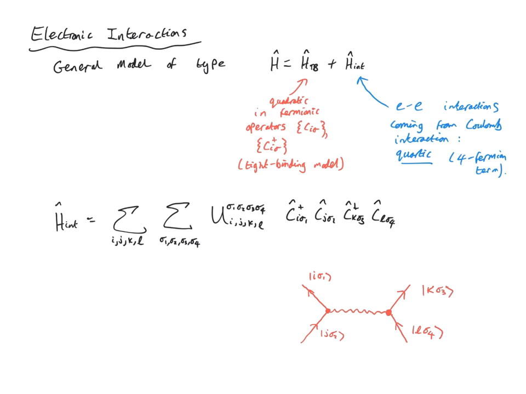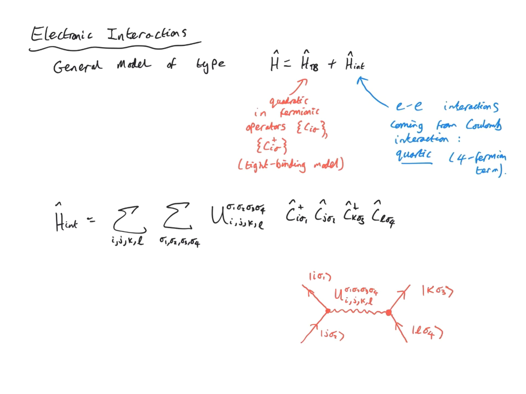And this wiggly line is precisely this interaction U, which carries with it a dependence on all of these labels. And actually you can see already from this kind of diagram that if we have a total spin conservation in the system, then there should be some rule for this, and some of those matrix elements U in there will actually be 0 unless the total spin is conserved.